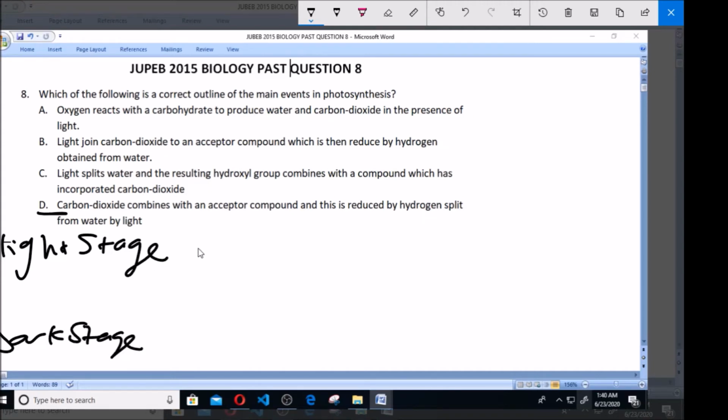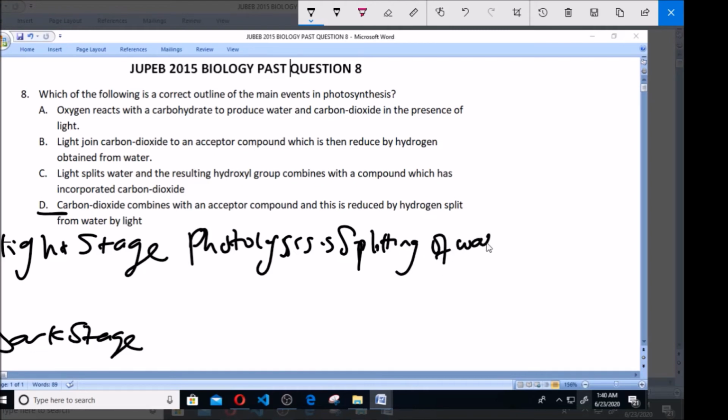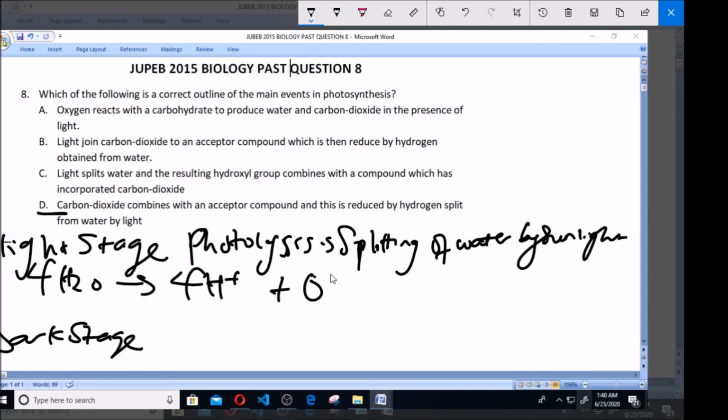So now, one major event that happens in the light stage is what we call photolysis. And this photolysis involves the splitting of water by sunlight. So we have the equation to be something like this: 4H2O, this is water, giving hydrogen and hydroxyl group. So now this hydrogen is what is going to be used in the dark stage.